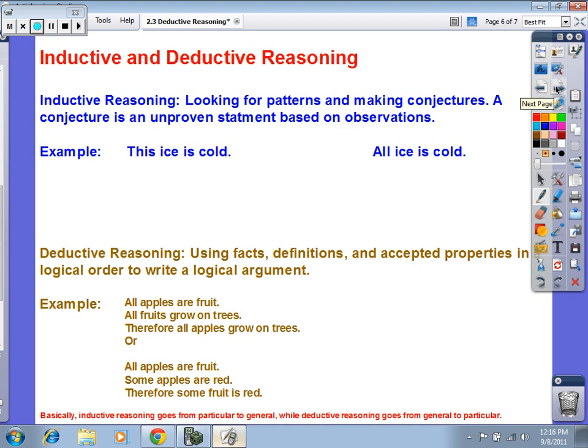Okay, our very last thing we got to do. So we've done the symbolic notation. Now we got to tell you the difference between inductive and deductive reasoning. I want you to read this page. Everybody read through this once and then we'll talk about it.